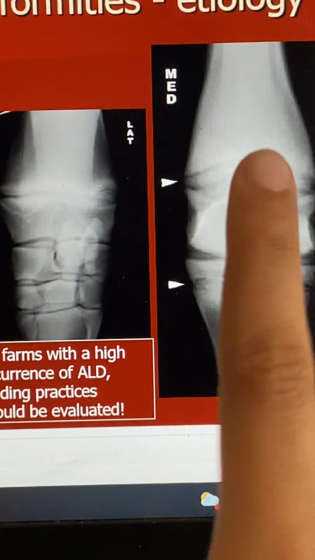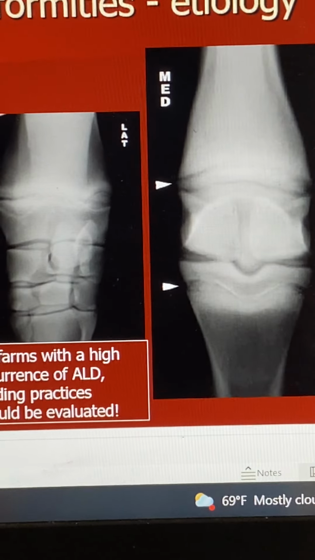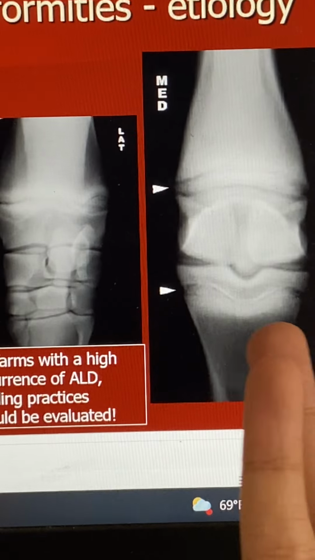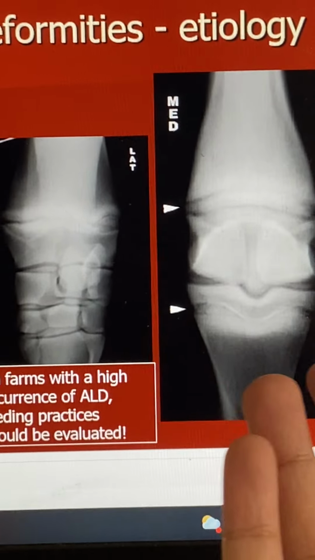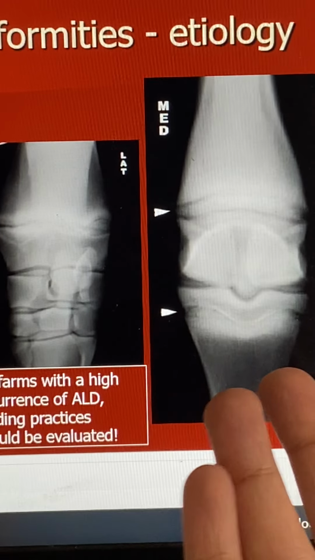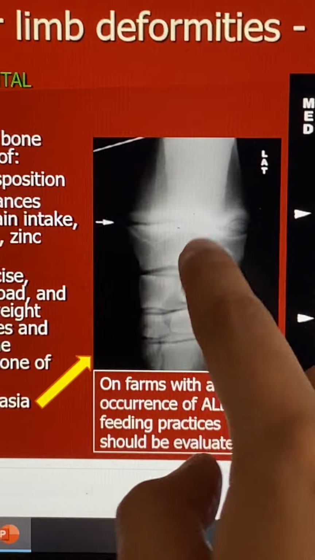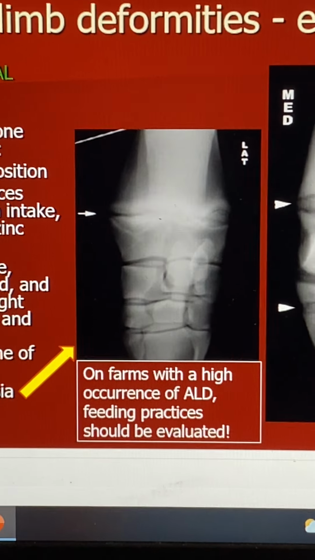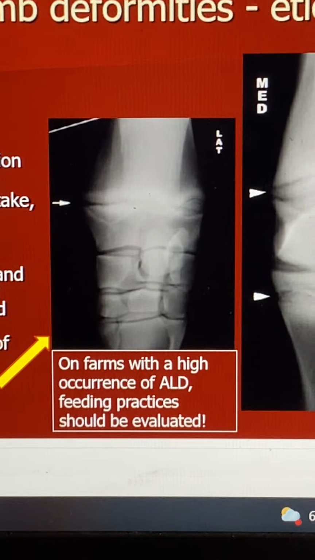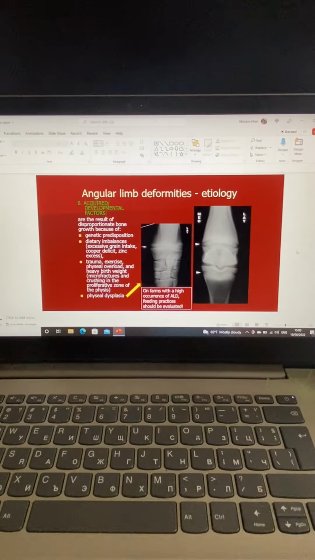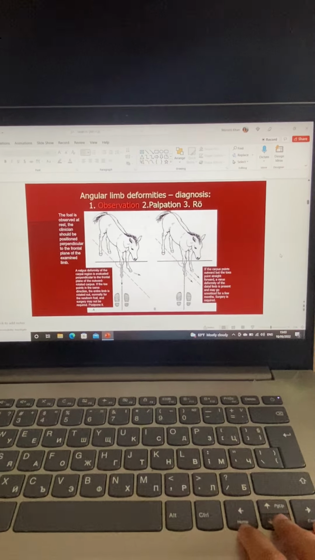So let's say that again, too much grain or zinc or too little copper. Sometimes even trauma like with exercise, physical overload, heavy birth weight, which results in microfractures and crushing of the proliferative zones of the physis, and you have physeal dysplasias. You can see like the bones aren't really properly ossified. And this occurs on farms with a high occurrence of ALD or feeding practices issues. And I think we'll call this the last slide before we move on.